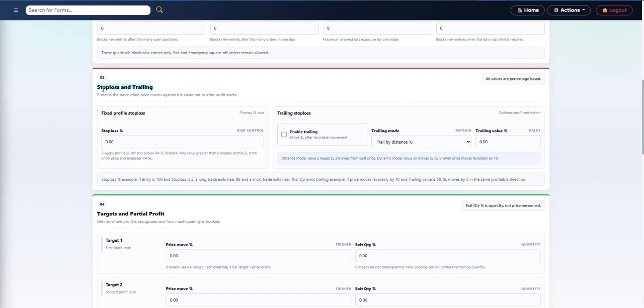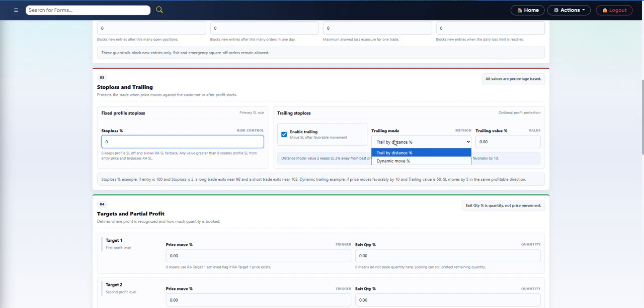Now we'll talk about the stop loss. If you put 0, then whatever stop loss your research analyst gives will be considered. If you put some value, it will override your research analyst's stop loss and follow whatever stop loss you give. So 5% will be followed until it hits the stop loss, or you can go for enable trailing.